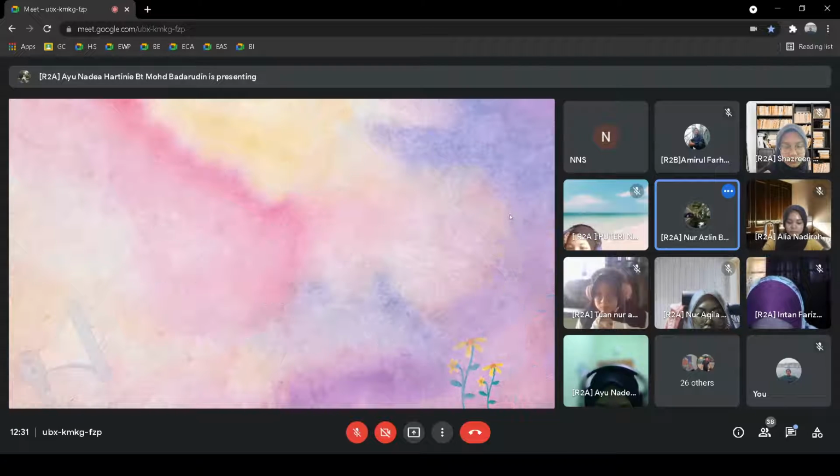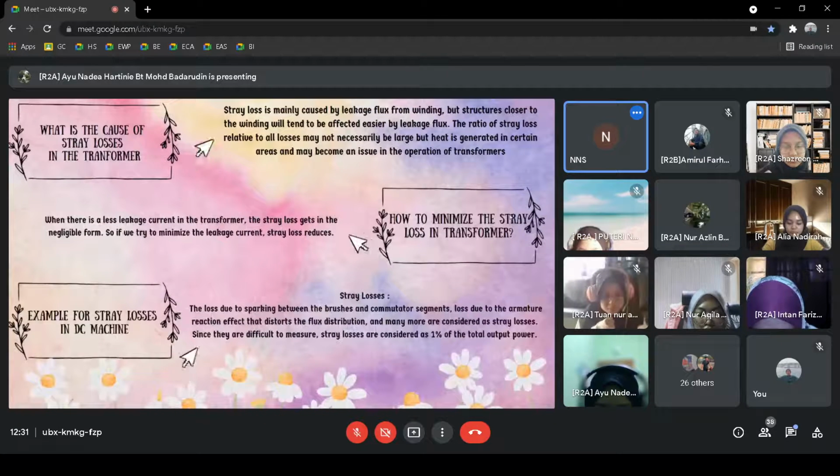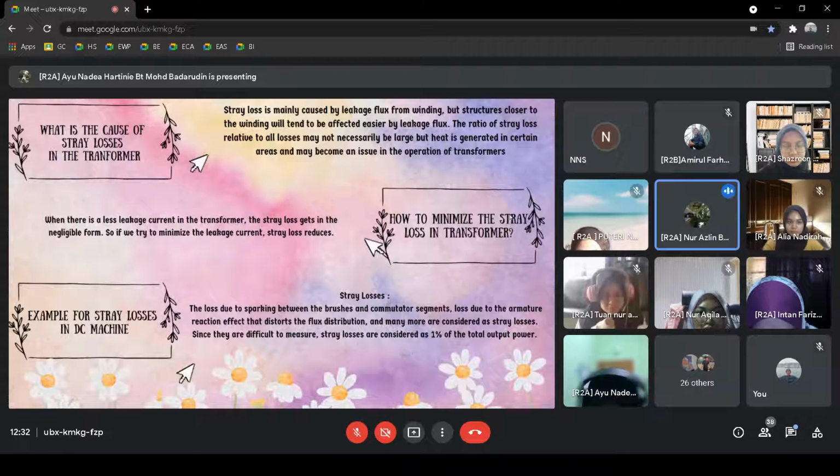Okay, next. How to minimize the stray loss in transformer? When there is less leakage current in the transformer, the stray loss becomes negligible. So if we try to minimize the leakage current, stray loss is reduced.